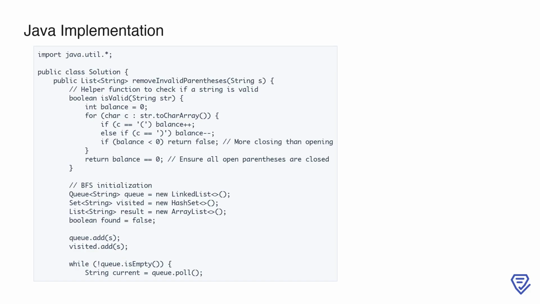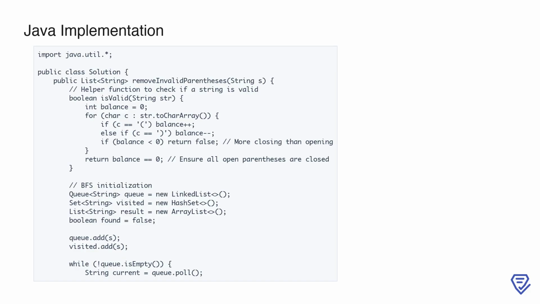This function uses a variable balance to track the number of open parentheses. As we iterate through each character in the string, we increment the balance for an opening parenthesis and decrement it for a closing one. If at any point the balance becomes negative, it means there are more closing parentheses than opening ones, so the string is invalid. At the end, the balance must be 0 to ensure all opening parentheses are properly closed.